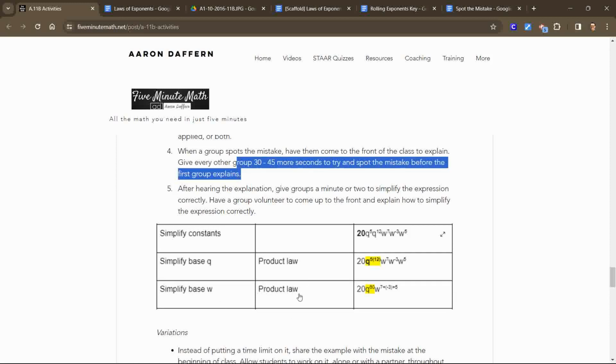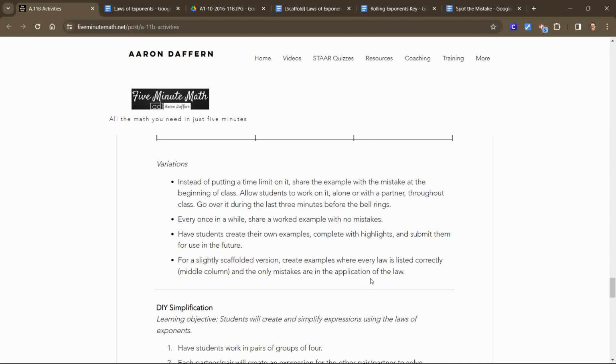So here's an example here. I misapplied the product law. Instead of q to the 5 plus 12, I did q to the 5 times 12 to make q to the 60. So here are some variations.